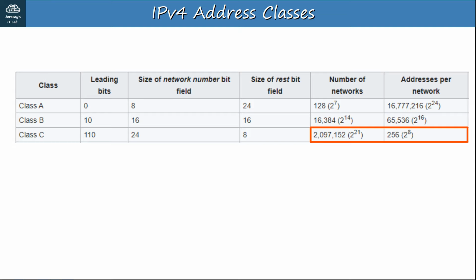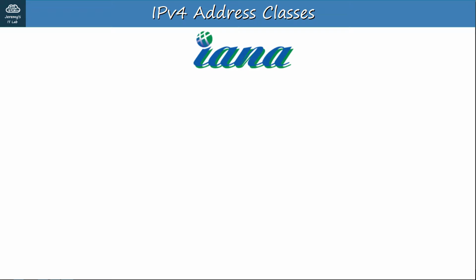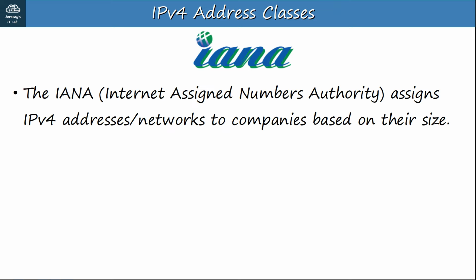Finally, there are very many Class C networks, 2,097,152 networks, but only 256 addresses per network. So, how does a company get their own network address range to use? Well, IP addresses are assigned to companies or organizations by a nonprofit American corporation called the IANA, the Internet Assigned Numbers Authority. The IANA assigns IPv4 addresses and networks to companies based on their size.